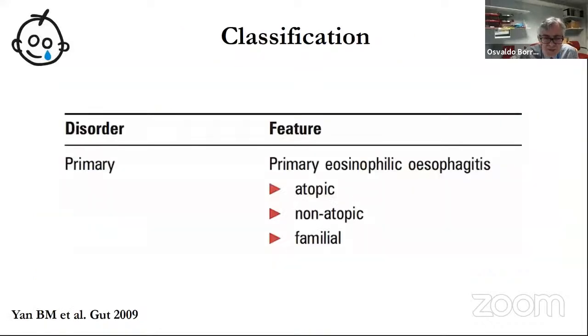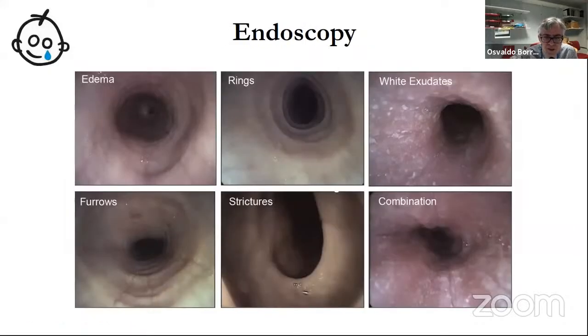What about the classification? Eosinophilic esophagitis is defined by the fact that there are no other causes of eosinophilic infiltration of the esophagus, for instance candidiasis, IBD, or gastroesophageal reflux disease. In general, we have a primary eosinophilic esophagitis. It can be atopic, as we have seen before, or non-atopic, or familial.